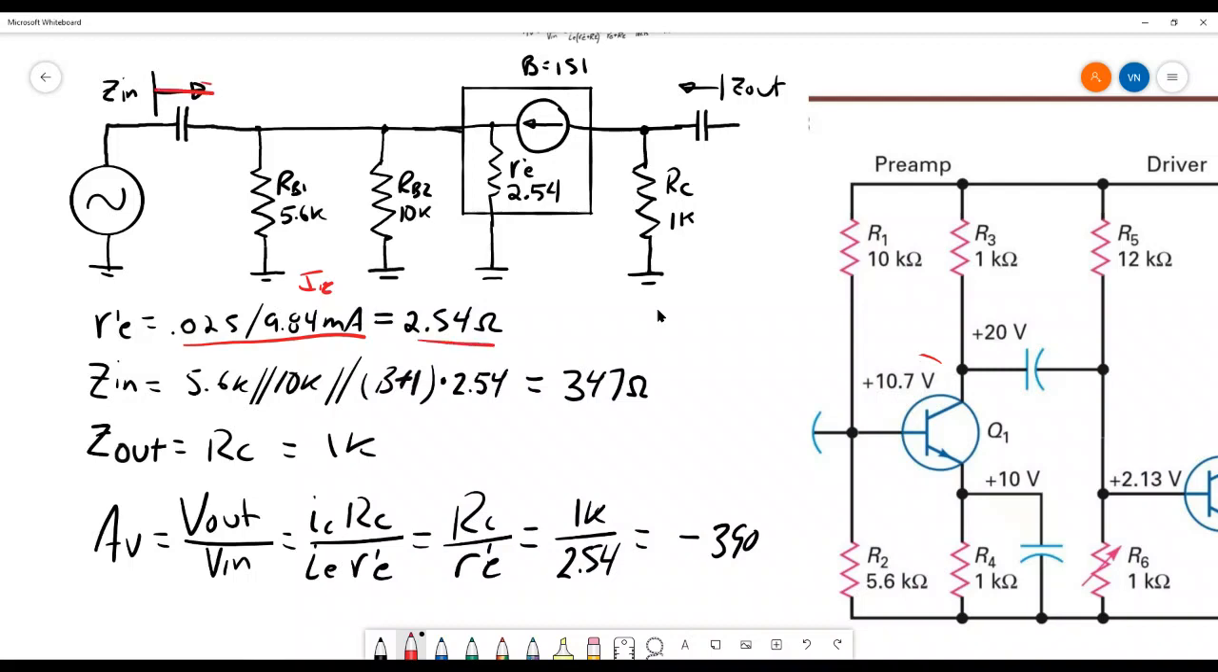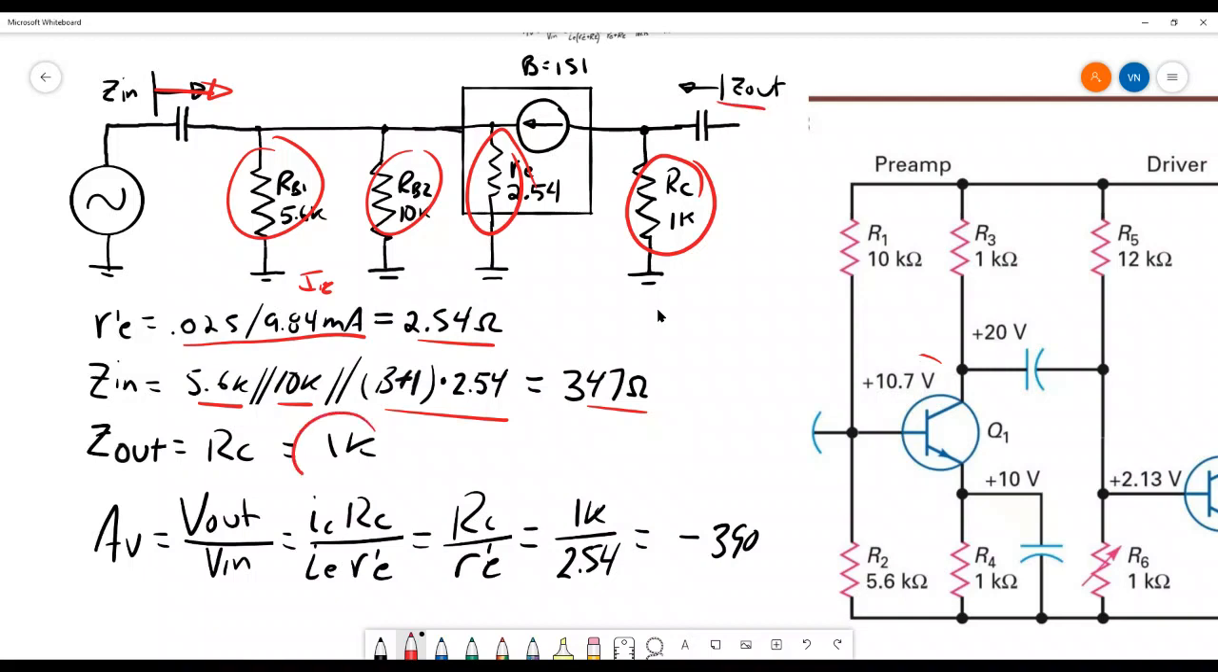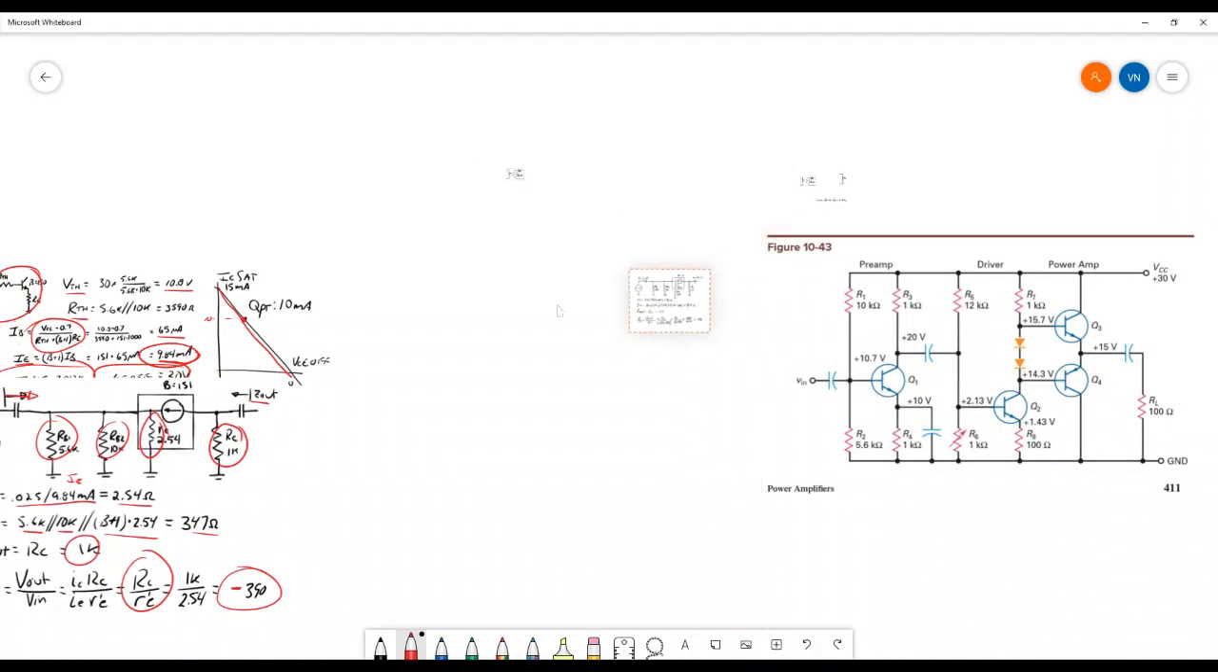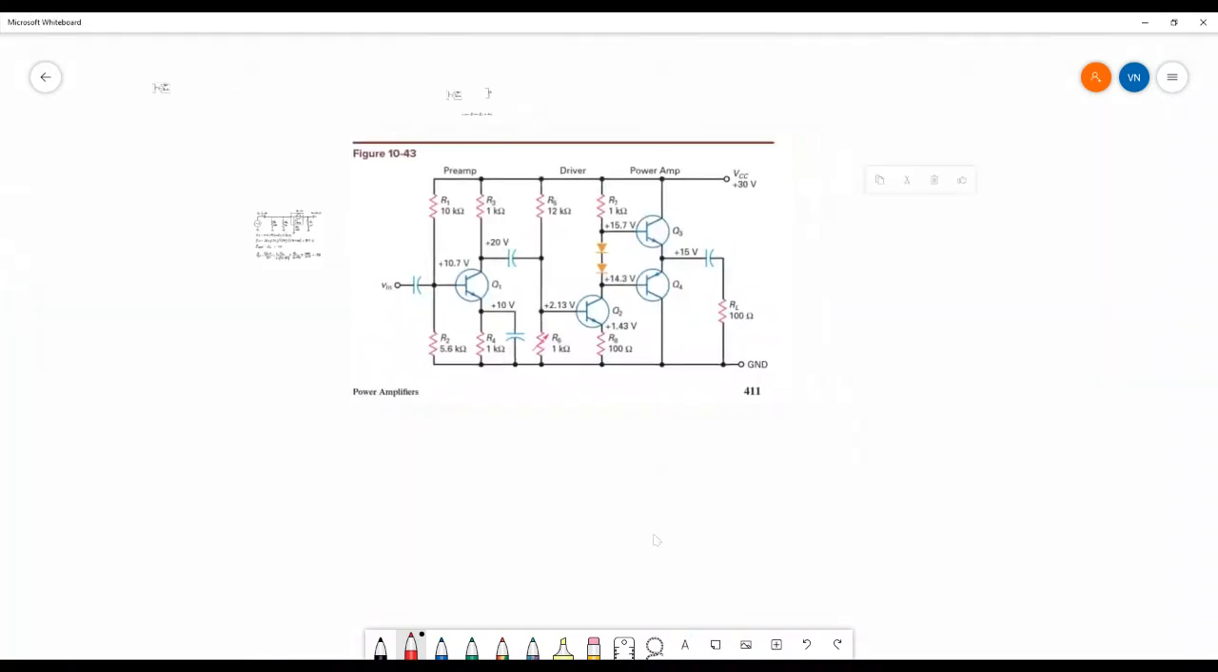So Zin is the impedance looking this way, which would be that, and parallel with that, and parallel with that, multiplied by beta. 1, 2, 3, 347 ohms. Z out, you open up the current source, you end up with 1K, and then V out over V in ends up being RC over R prime E, and it's negative because there's a phase shift. So you got a gain of this first preamp stage minus 390. So that takes care of the preamp stage.